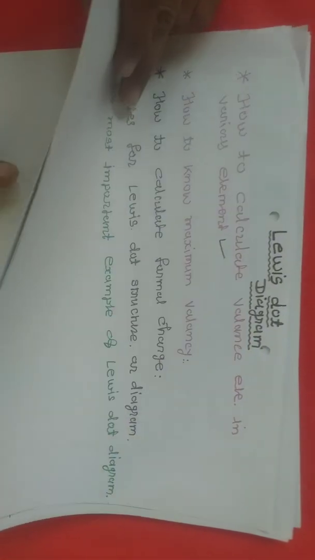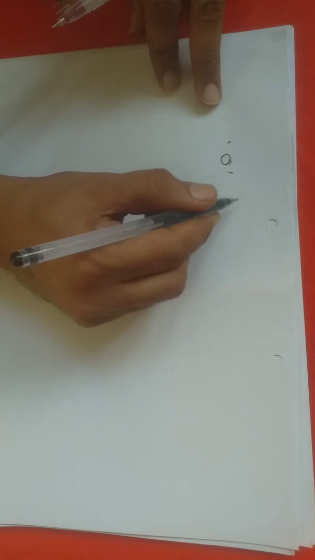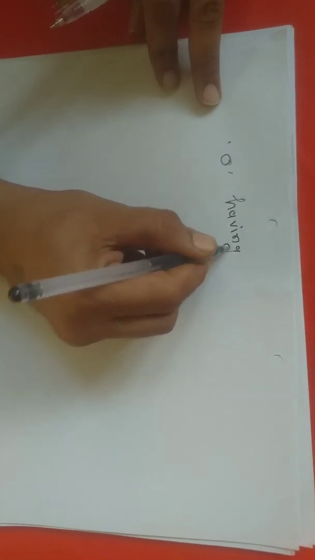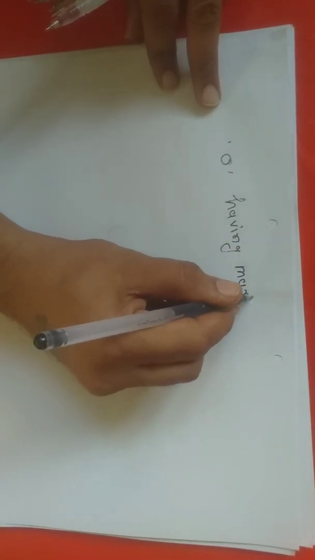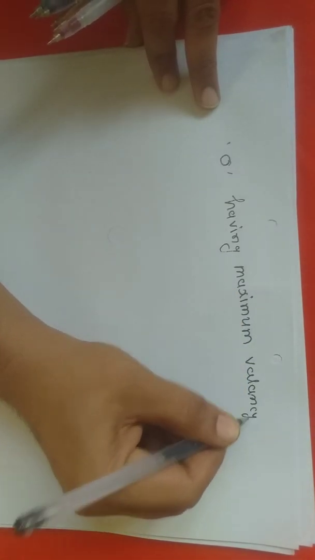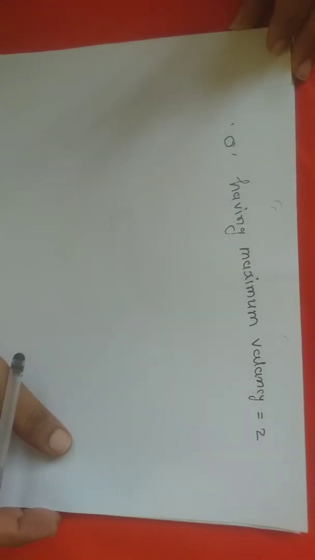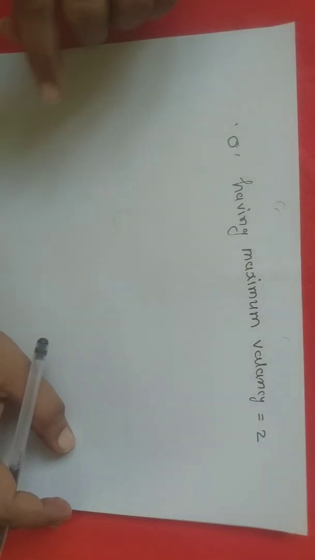So let us see, if oxygen is there, say oxygen, then oxygen has maximum valency equal to 2. What does it mean? It means oxygen can form a maximum of 2 bonds. Unless oxygen forms 2 bonds, it's not stable.